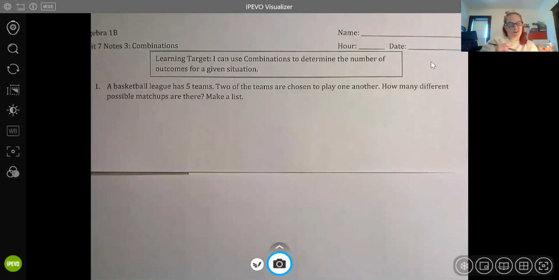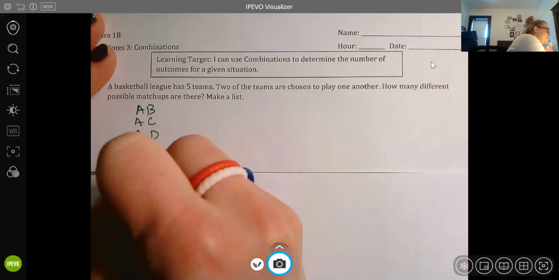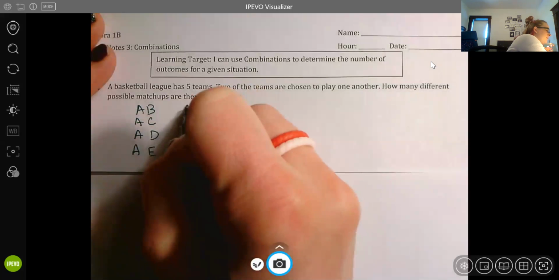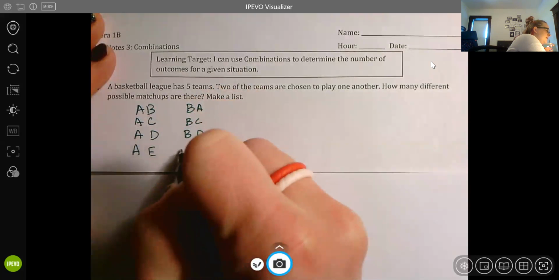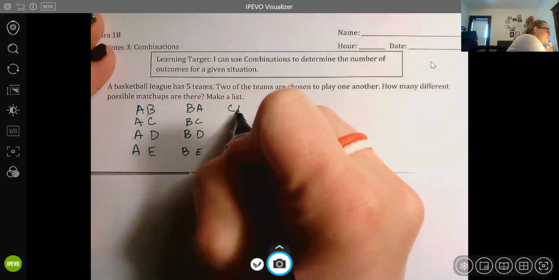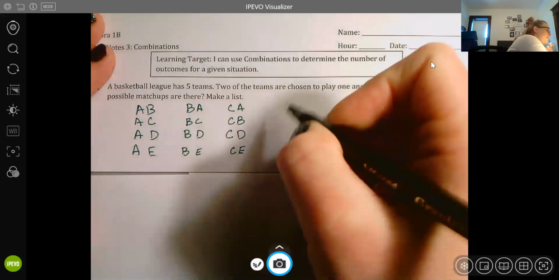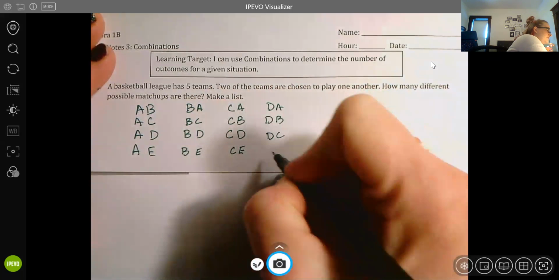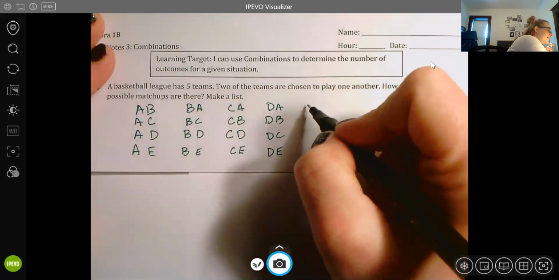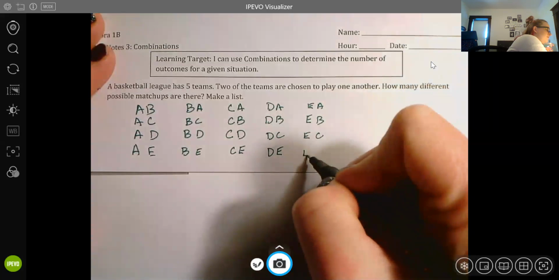Make a list. We're just going to call our teams A, B, C, D, and E. A could play B, A could play C, A could play D, and A could play E. We could have B versus A, B versus C, B versus D, and B versus E. We could have C versus A, C versus B, C versus D, and C versus E. We could have D versus A, D versus B, D versus C, and D versus E. And we can have E versus A, E versus B, E versus C, and E versus D.